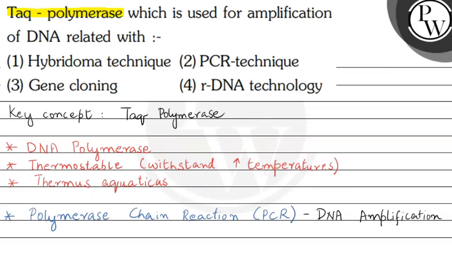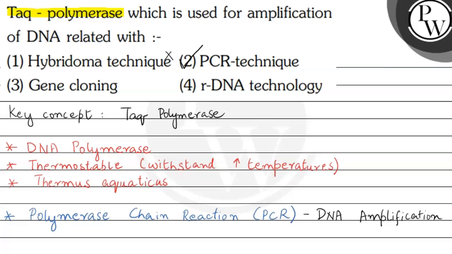So if we come back to the question, the first option says hybridoma technique. Hybridoma technique is not used in DNA amplification, and neither is Taq polymerase used in it. So this won't be the answer. PCR technique, as we just talked about, is the DNA amplification technique where we use Taq polymerase as the thermostable enzyme.